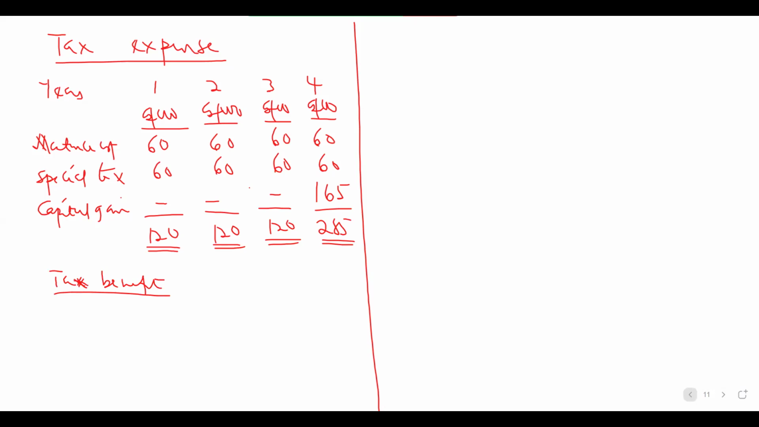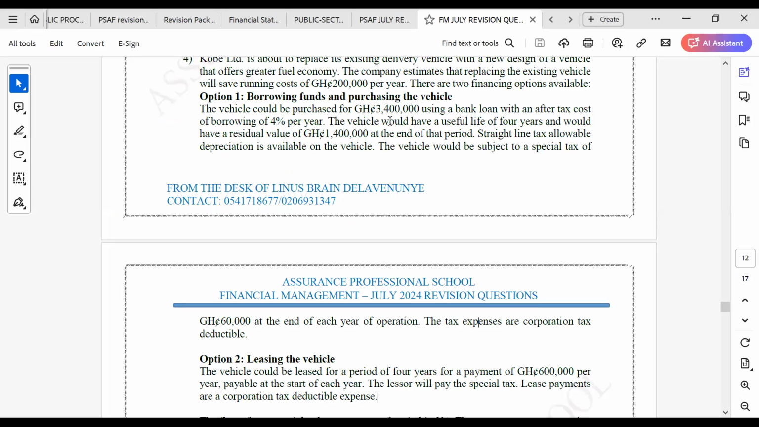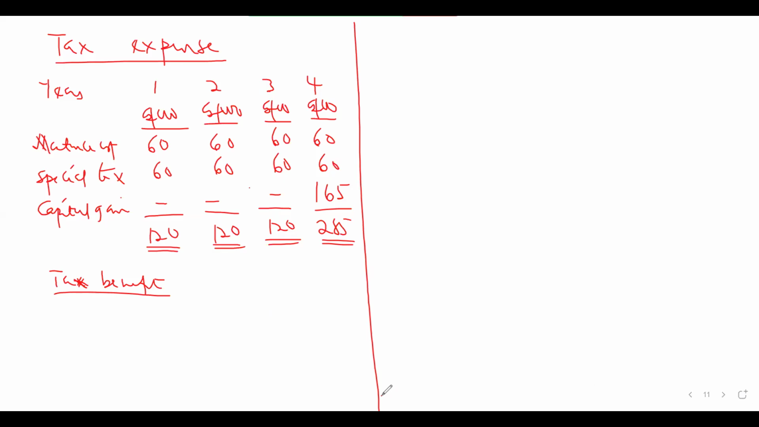Let's come to our tax benefit. We'll get tax benefit on the capital allowance every year, and also on the special tax that we are paying. It is tax deductible, which means they will give you a tax allowance on that. Let's have the years, year 1, 2, 3, 4. Capital allowance will be 255, 255, 255, and the last year dash because we are paying tax.